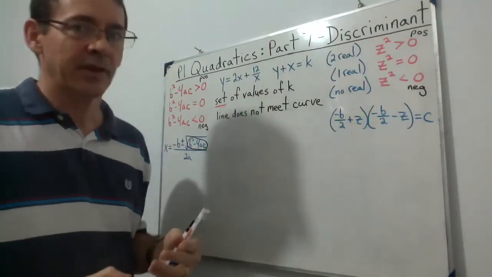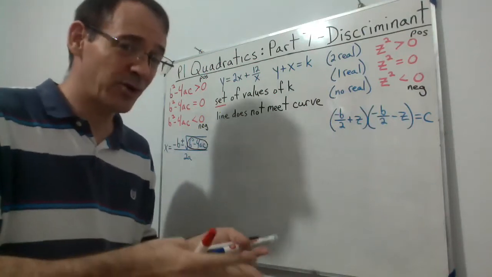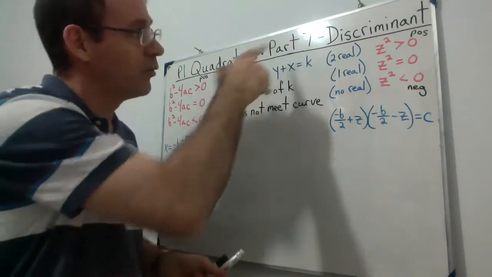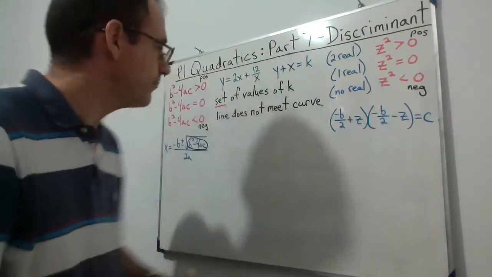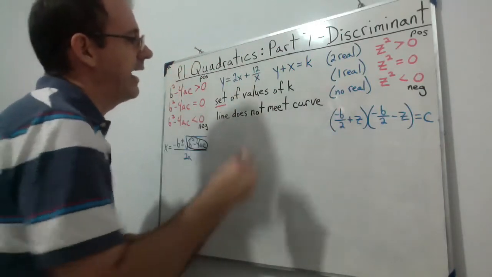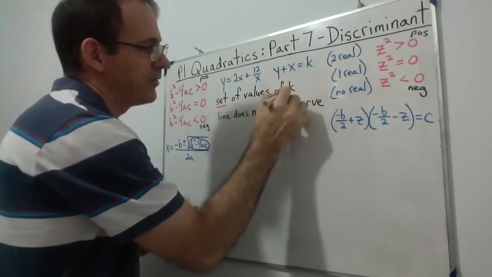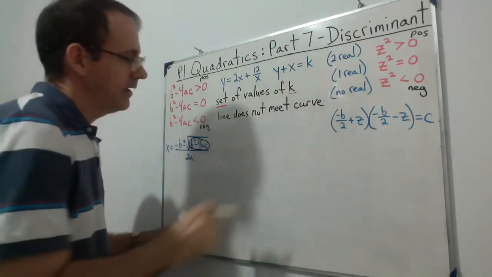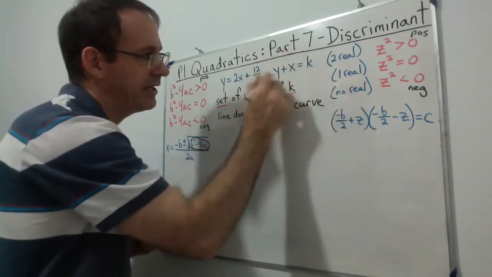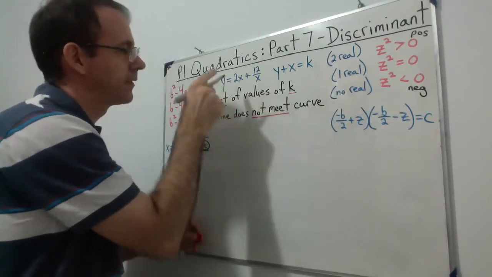Of course, if we're working with the discriminant, it means we're probably going to end up with a quadratic inequality anyway, and that gives us a chance to review what we covered in part 6. Okay, so "set of values" means you're dealing with inequalities, and it's of our letter k, which we want to look for here. Now, here is our clue. The line, which is this one here, does not meet our curve.